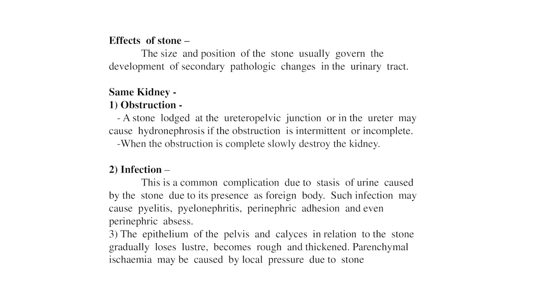Second is the infection. This is a common complication due to the stasis of urine caused by the stone, due to its presence as a foreign body. Such infection may cause pyelitis, pyelonephritis, perinephric adhesions and even perinephric abscess. The epithelium of the pelvis and calyces in relation to the stone gradually loses luster, becomes rough and thickened. Parenchymal ischemia may be caused by the local pressure due to the stone.